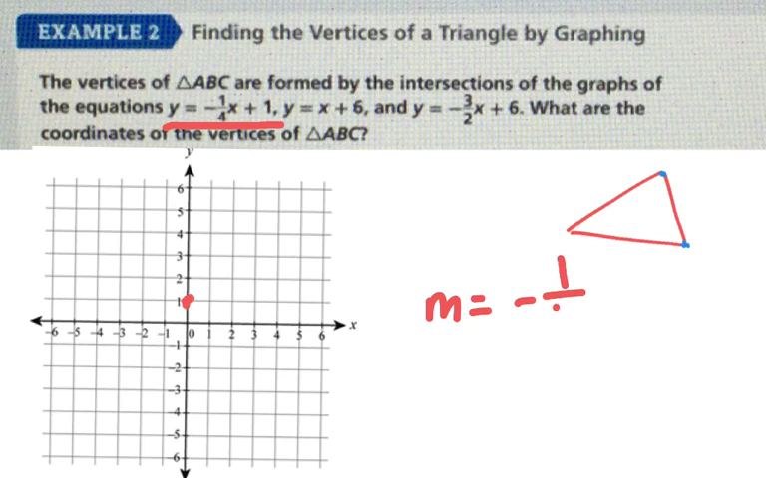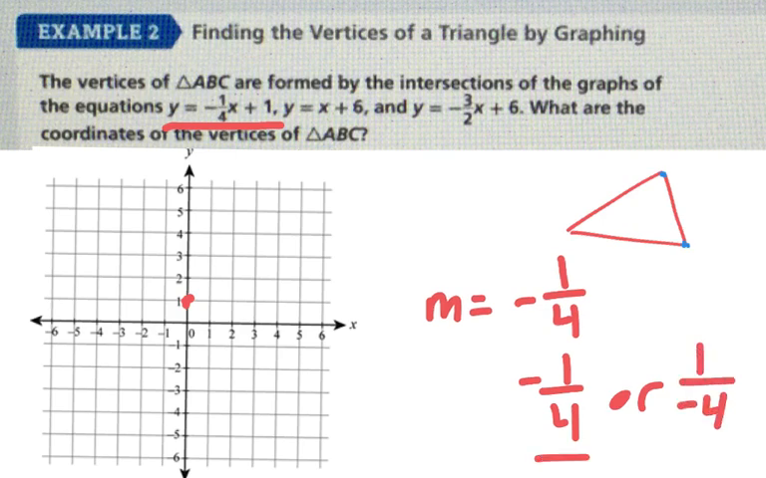Since the slope is -1/4, we have a decision. We can put the negative up top, or we can put the negative on the bottom. Either one. If I put it up top, that means I'm going to go down 1 to the right 4, which would put me here. Or if I did it the other way, I could go up 1, left 4, which would put me here. And so right here I have my first line.